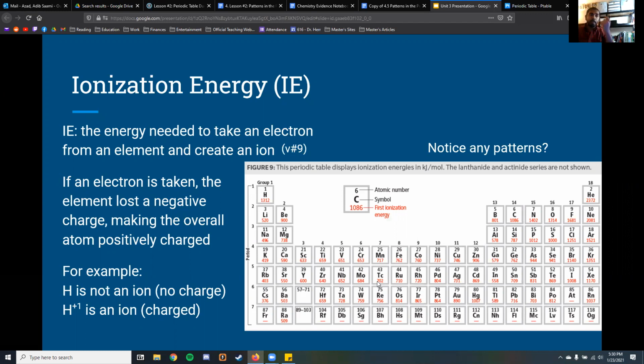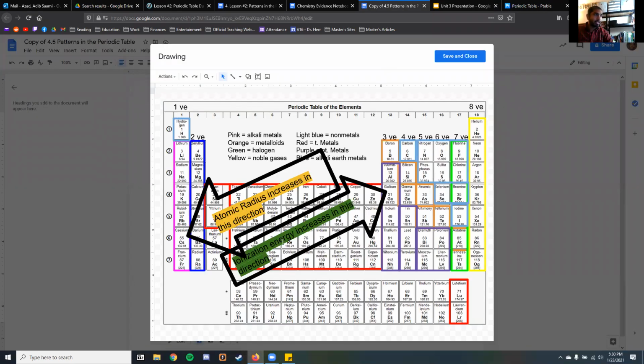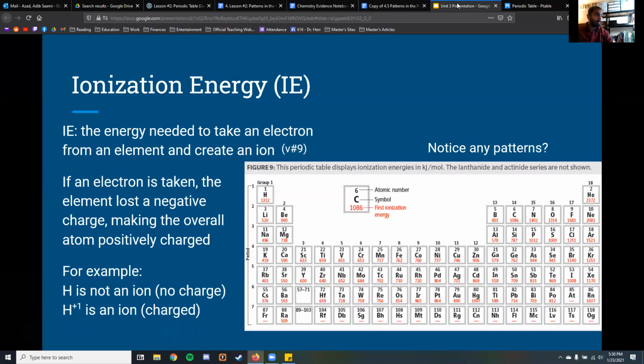And so if we look at these numbers here, helium has a very high ionization energy. It takes a lot of effort to remove electrons from helium. Look at cesium over here with 376, very low effort, super easy to get rid of an electron. And so the pattern is that ionization energy increases in this direction. The closer you are to helium, the harder it is to take an electron from these elements. And the closer you are to cesium, the easier it is to take an electron.